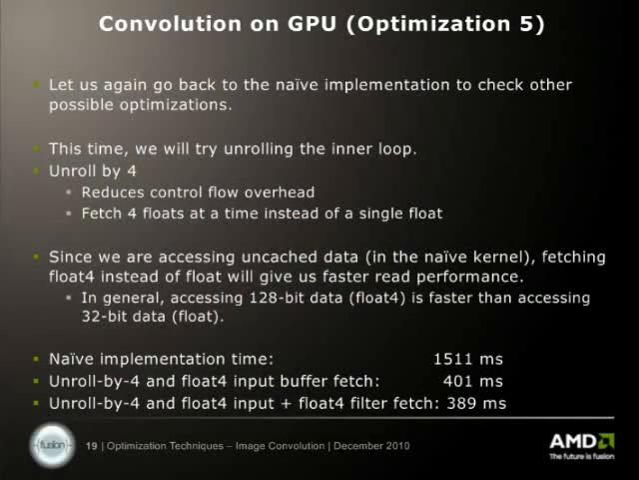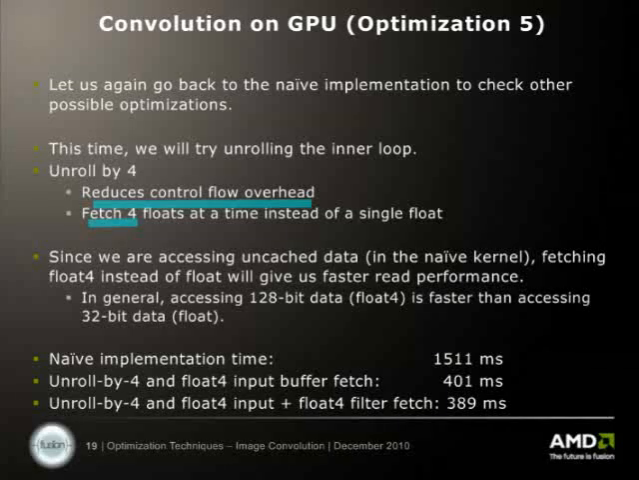Better than before. In the naive implementation, the time was 1511. If we cache the filter, remember, we now went back to the naive one. We are not using the data reuse of local and texture. Even in the naive one, we see some improvement. We go from 1511 to 1375, right? Okay. That was optimization 4.